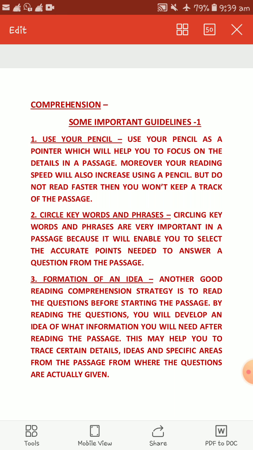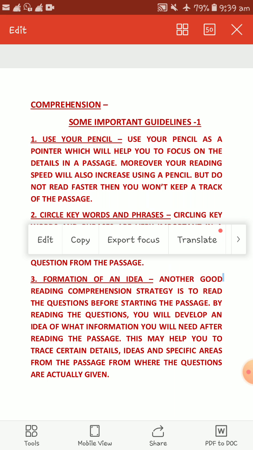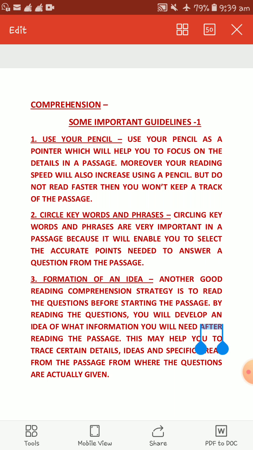But having said that, don't read faster. If you read faster, you won't keep track of the passage. If you go on reading faster, thinking about the time, that you have to attempt it and submit it quickly, then I think you are making a big mistake. Personally, I feel you are making a big mistake, because there is no need to read faster, or you won't keep track of the passage. It is better you read slowly, and obviously use the pencil as a pointer.